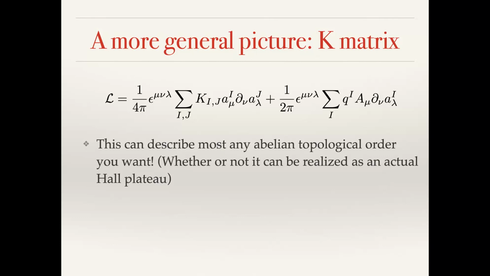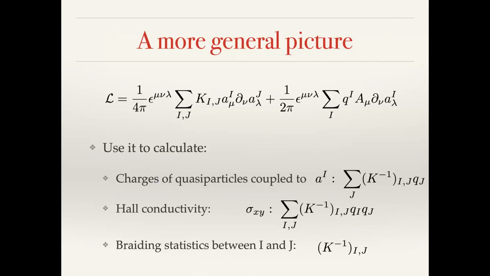And this allows us to construct a whole bunch of different kinds of abelian topological orders, any one that you might want. But again, I want to emphasize, it doesn't tell us that all of these will be realized on some Hall plateau. Okay. But this is a very useful tool for asking questions about these kinds of topological states. And so, in particular, for example, you can use it to calculate bulk properties.